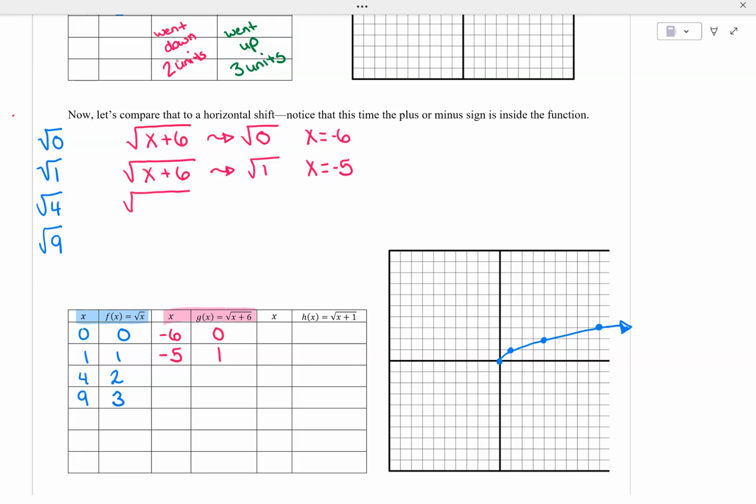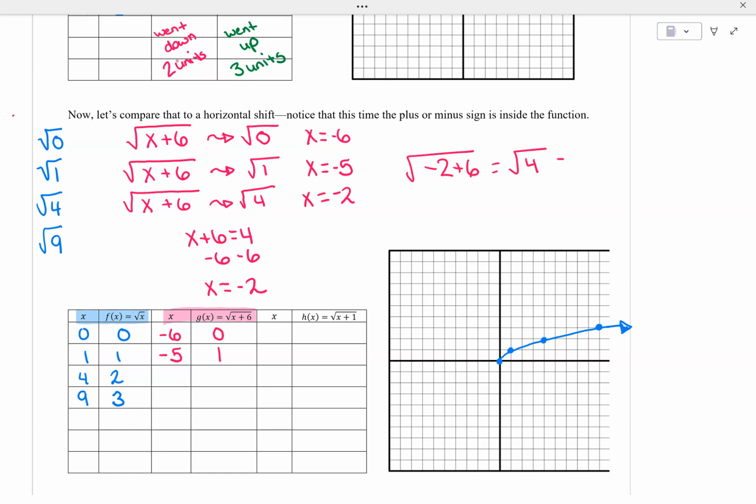So let's do it again. What would x have to be so that when I add 6, I get the square root of 4? So if you're like, Miss Laurels, I'm still not getting it, that's okay. Set x plus 6 equal to 4. Well, subtract 6 from both sides, so x would have to be a negative 2. So that when you plug in a negative 2 and you add 6, we can take the square root of 4, which gives us a 2.